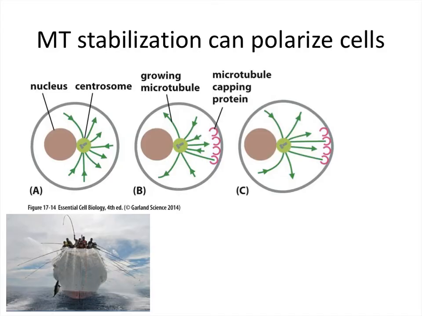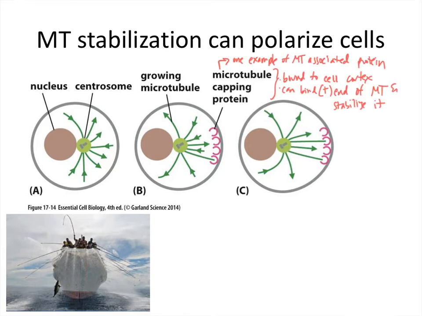Now we're going to check out figure 17-14 from your textbook and in particular highlight the microtubule capping proteins. Your book doesn't do a great job of defining what these are, although they do define microtubule associated proteins, and these are one example of a microtubule associated protein. The microtubule capping proteins are shown in red, so each of these little circles is a microtubule capping protein, and each of them is bound to the cell cortex. Each of these can bind to the plus end of a microtubule as it reaches to this location, and then it can stabilize it.